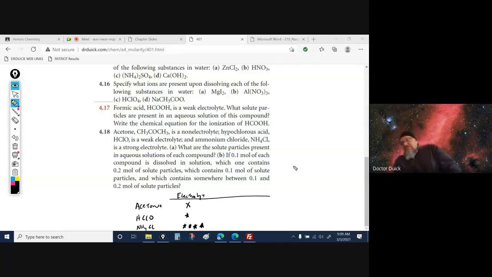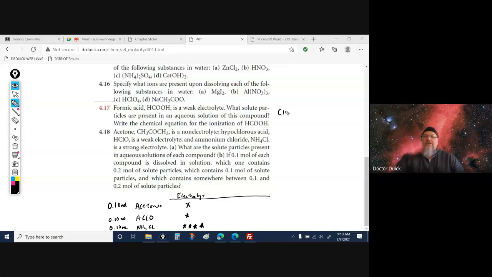Now I'm going to answer the questions in a very simple manner, right? If you have 0.10 moles of each compound, so I'm going to start with this one, 0.10 moles, and this one, 0.10 moles, right? What are the soluble particles present in each aqueous solution of each compound? Will this guy break apart at all? If it's non-electrolytic. Acetone.